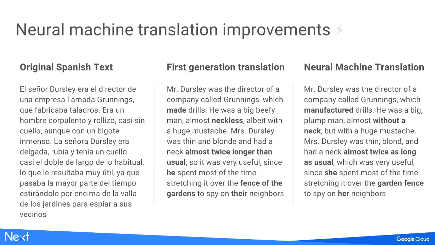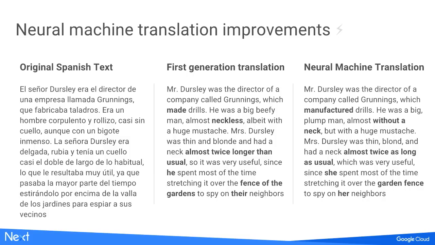And just to show you some of the improvements that neural machine translation brings, this is a lot of text, I know, but what I did is I took a paragraph from the Spanish version of Harry Potter. So this is the original text that the Spanish translator wrote. And then I showed you in first-generation translation in the middle how it'll translate that to English. And then in neural machine translation all the way on the right-hand side. And I bolded the improvements.